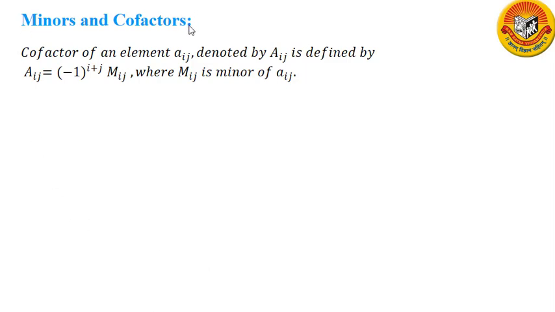Now let us discuss cofactor. The cofactor of an element Aij, denoted by capital Aij, is defined by Aij is equal to minus 1 raised to i plus j into Mij, where Mij is the minor of Aij. As we have already understood how we can calculate the minor, to find the cofactor what we have to do is just multiply that minor by minus 1 power i plus j. So cofactor is very easy if you know how to calculate the minor.